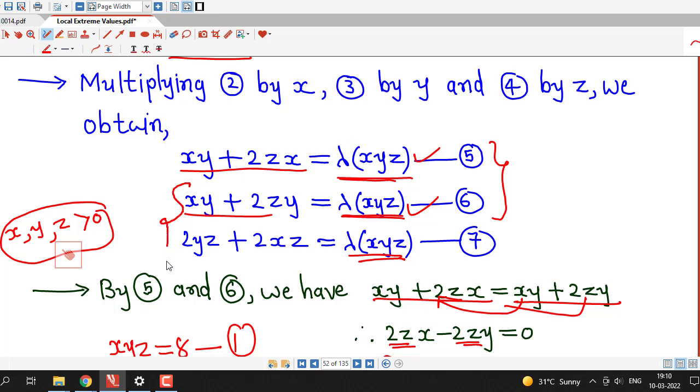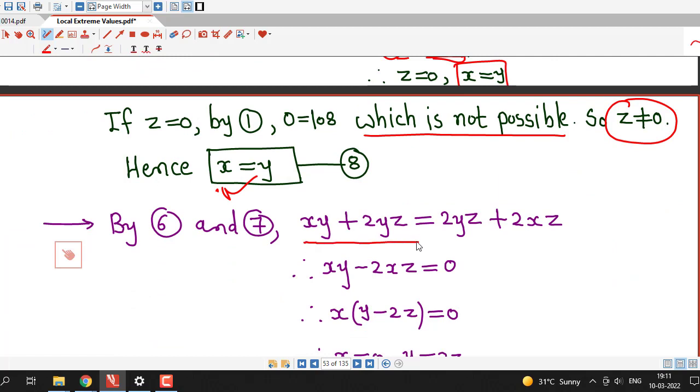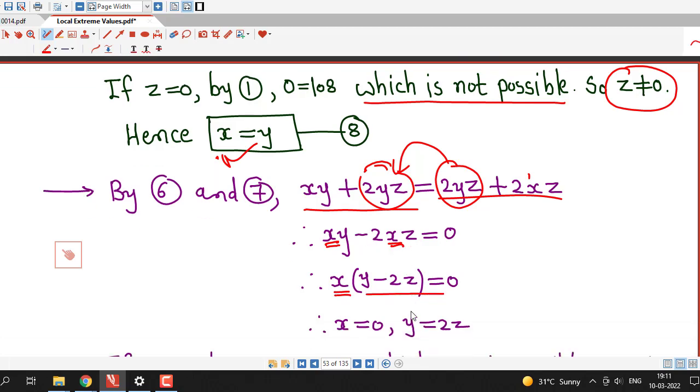Now we compare equations 6 and 7. Right hand sides are the same. Therefore xy plus 2zy and 2yz plus 2xz are equal. By comparing 6 and 7, we obtain xy plus 2yz equal to 2yz plus 2xz. 2yz will cancel out. If we transfer to this side, we will have 2yz minus 2yz, that is 0, and we are left with xy minus 2xz equal to 0. We can take x common, and in the bracket we have y minus 2z equal to 0. Therefore x is 0 or y equal to 2z.